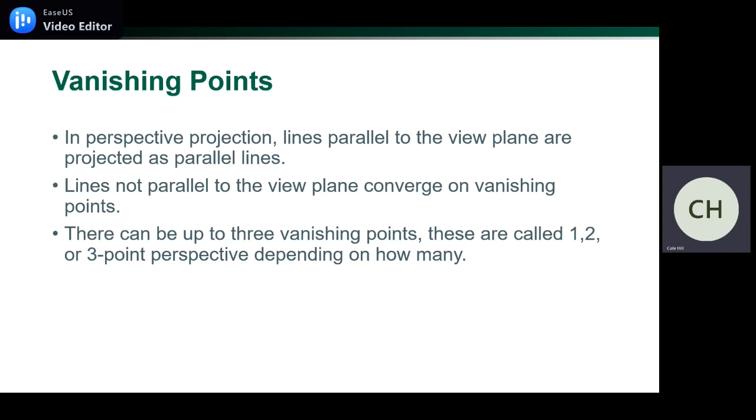Now, from this perspective, there's three different ways of creating perspective projections. They are called 1, 2, and 3 point perspective, and these labels apply to the number of vanishing points that are in the scene. Now, the vanishing point is a point where all lines that are not parallel to the viewing plane will converge. And depending on the number of vanishing points, different lines will converge on them, or they could all converge on one. I'll go into more details in the next slide.